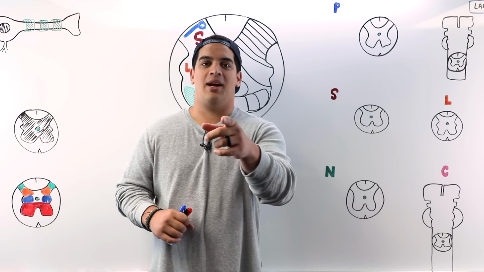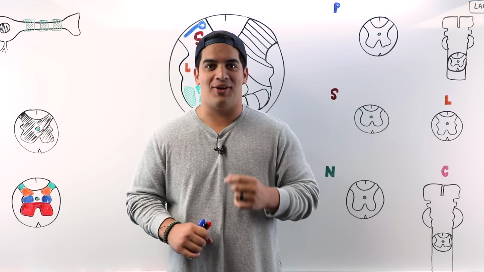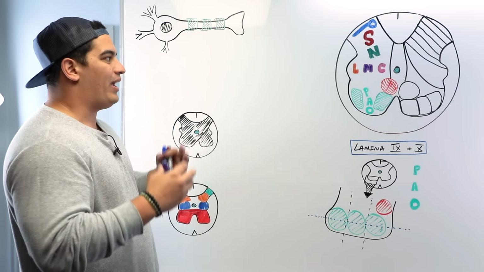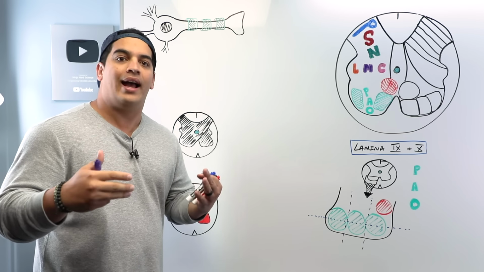All right, engineers, in this video today, we are going to talk about the gray matter of the spinal cord. So let's go and get started. All right, engineers, so when we talk about the gray matter of the spinal cord, we obviously have to have an understanding of what in the heck gray matter is.